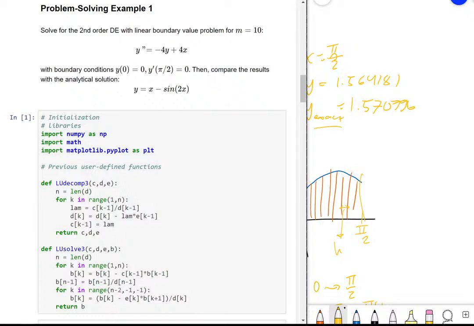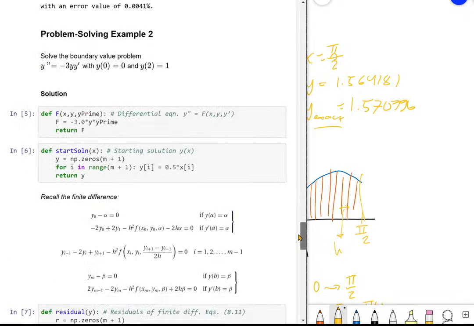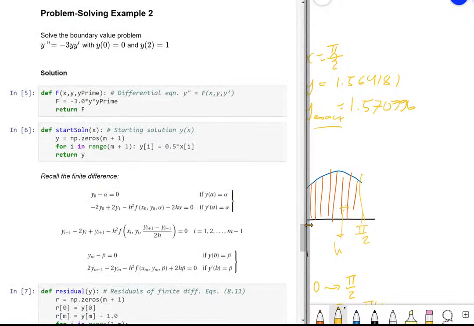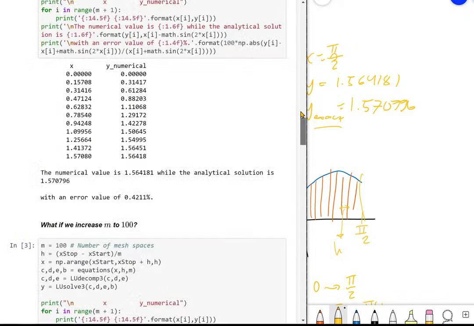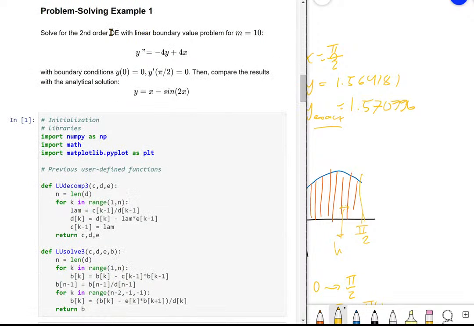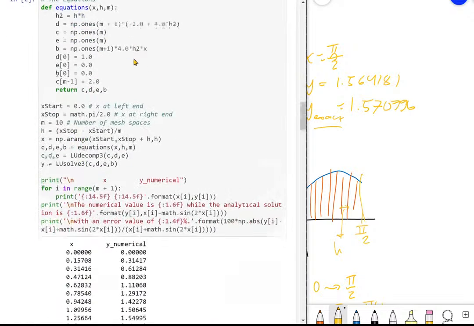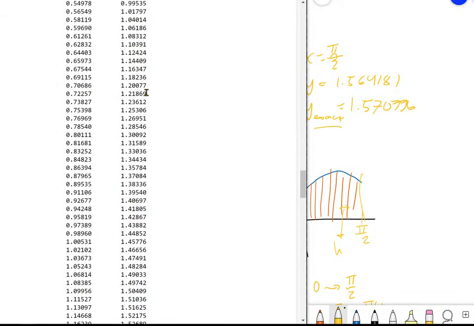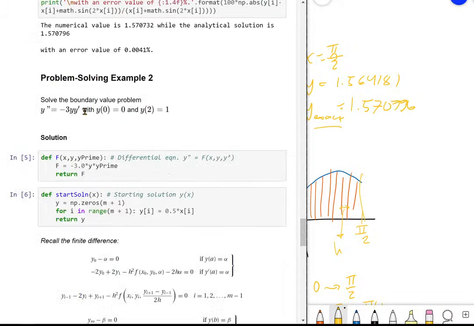We have here the second problem. The first problem is linear, or can be solved using a linear DE, a linear ordinary differential equation, but there are some problems that cannot be solved using linear methods. For example, this one here is a nonlinear problem.